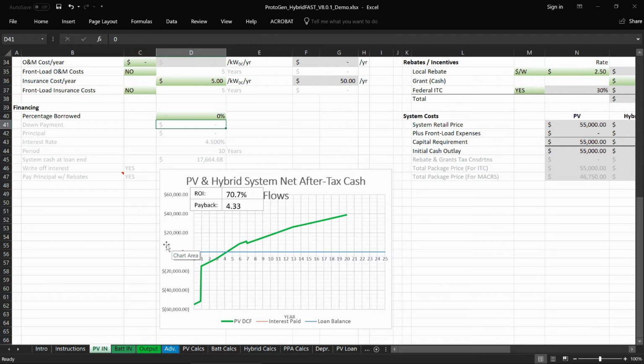So I hope this was useful in illustrating one of the most basic use cases of the HybridFAST tool, and you got a feel for how you can change the input values and immediately watch their effect on the output curves or the cash flow curve. So in the next example, we'll take a look at something a little bit more modern day, and we'll also take a look at the hybrid use case scenario and DC coupling with multi-port inverters.